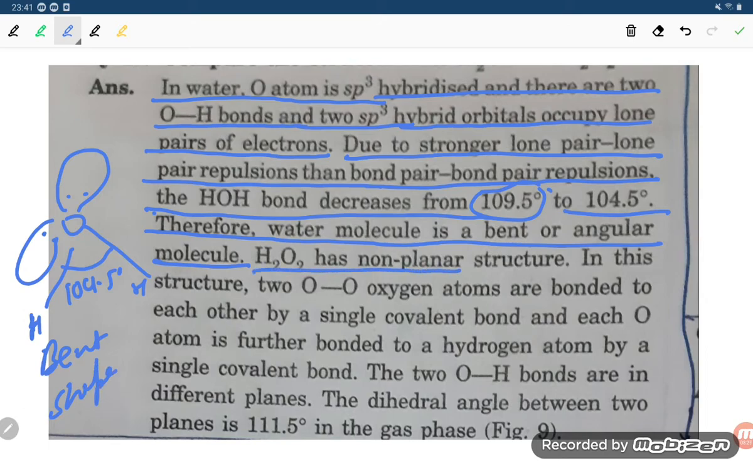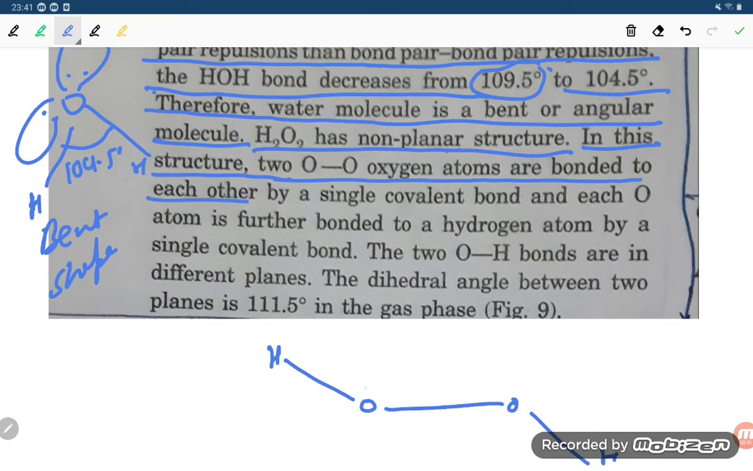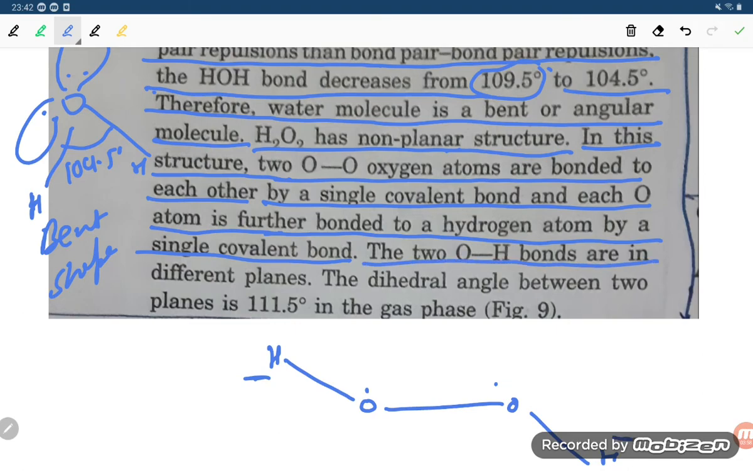H2O2 has a non-planar structure. Non-planar structure means H, here is O, here is O, and here is H. In this structure, the two oxygen atoms are bonded to each other by a single covalent bond, and each oxygen atom is further bonded to a hydrogen atom by a single covalent bond. So this is the hydrogen, and here is also hydrogen. The two OH bonds are in different planes. This is the upper plane, and this is the lower plane.